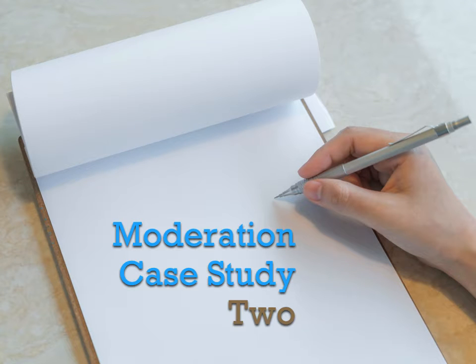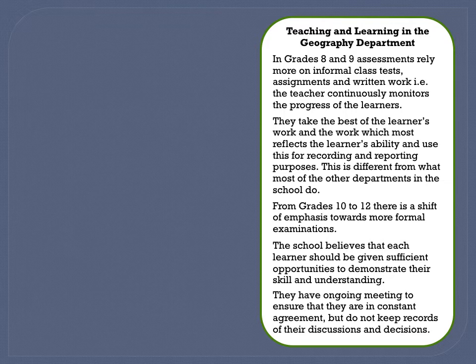The second moderation case study looks at the actual teaching and learning in the geography department. It's the same school as the first case study, but looking at it from a different aspect. In grades 8 and 9, assessments rely more on informal class tests, assignments, and written work, i.e. the teacher continuously monitors the progress of the learners.